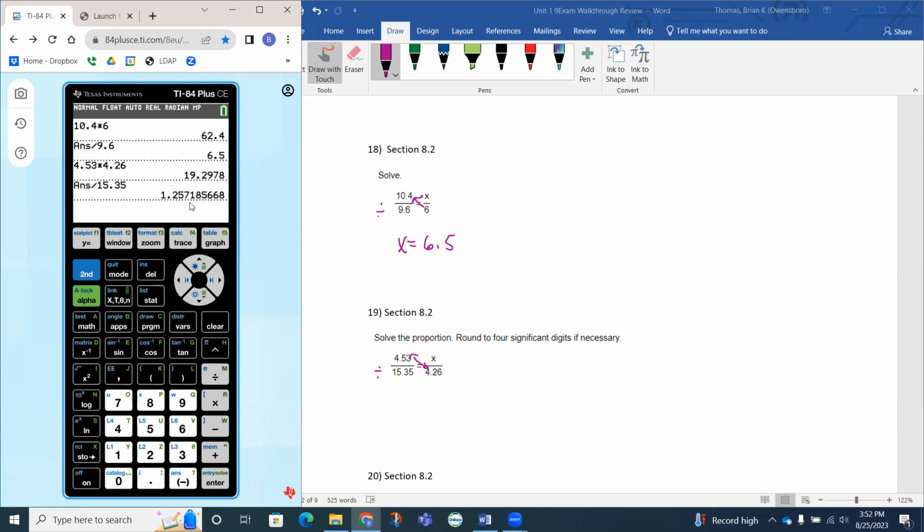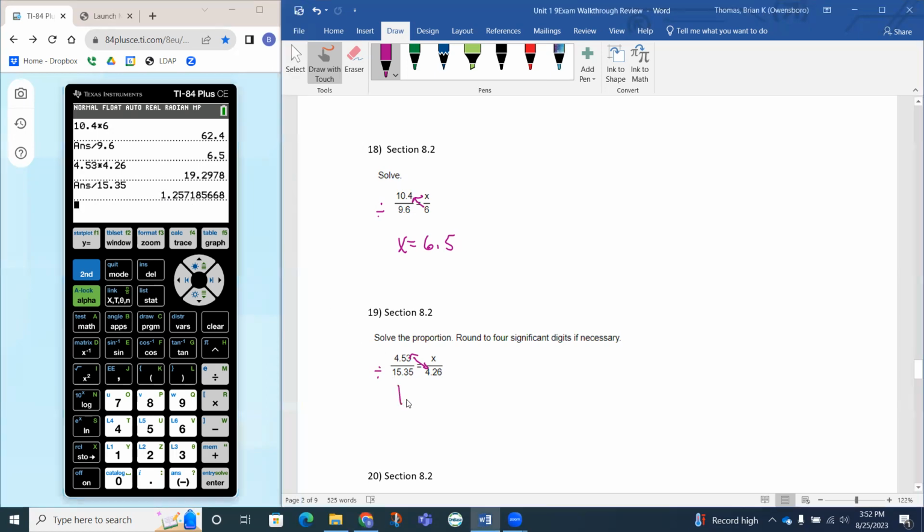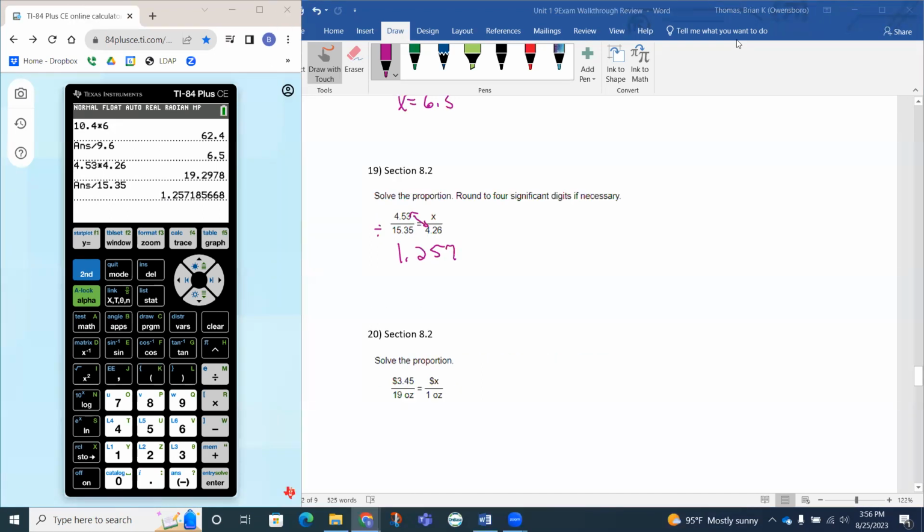1.257, and that 1 would tell me to keep the 7. So let me double check on significant digits there. I'll pause for a second. So yeah, every one of these digits here is important. So we do have 4 significant digits. So that actually tells us to round to the thousandths place there.